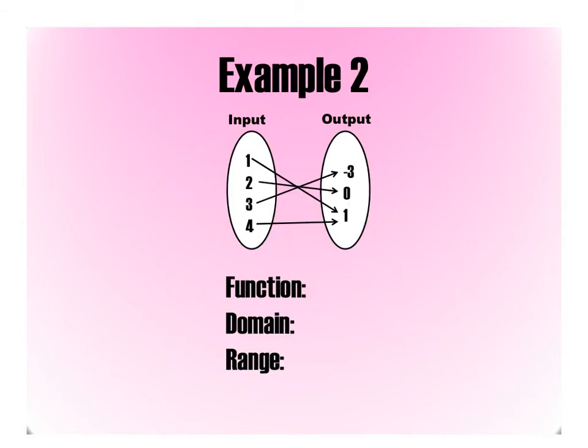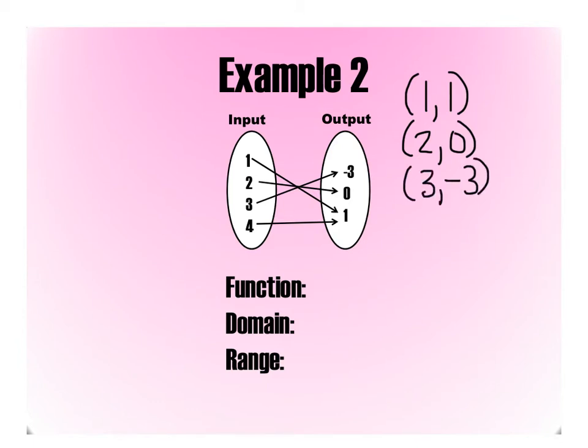Okay, example 2, we have a mapping diagram. We have our input and our output. And one thing that can help you is if you actually write out your ordered pairs. So here I see that one of my ordered pairs is (1, 1). Then I have an ordered pair of (2, 0). Then we have (3, -3), and then we have (4, 1). When we look at this, is this a function? Yes, it is, because we have no repeating x values.